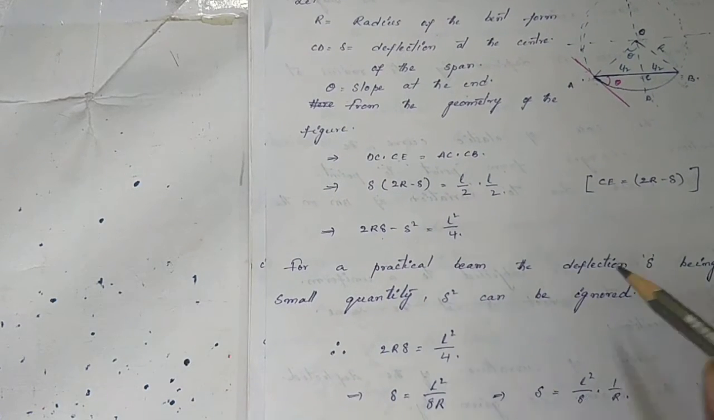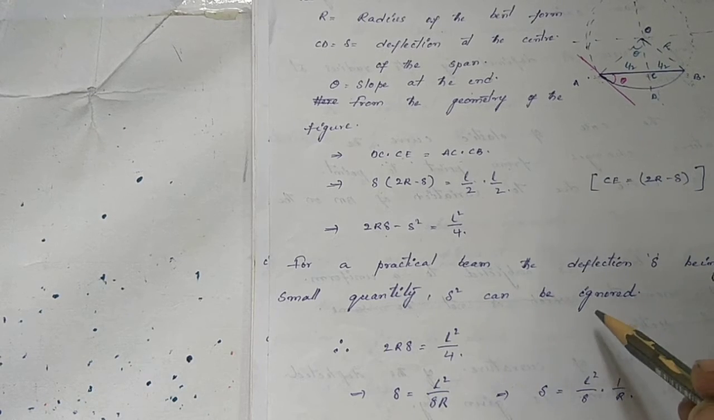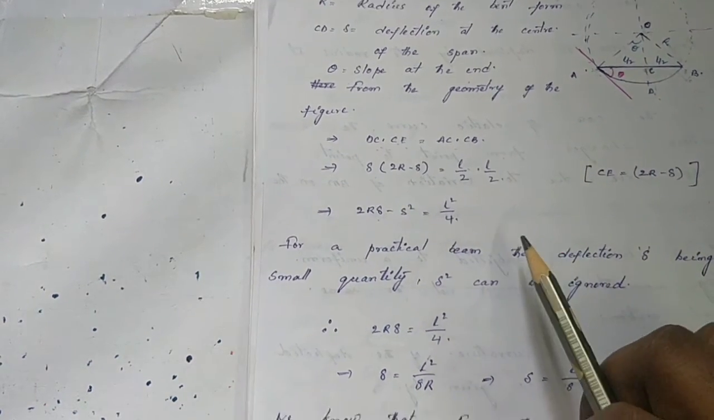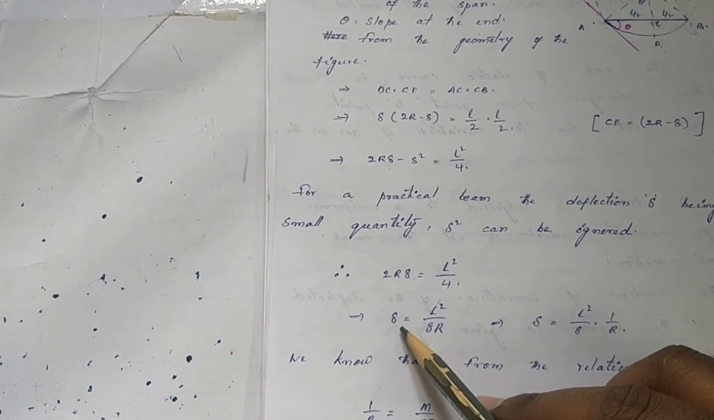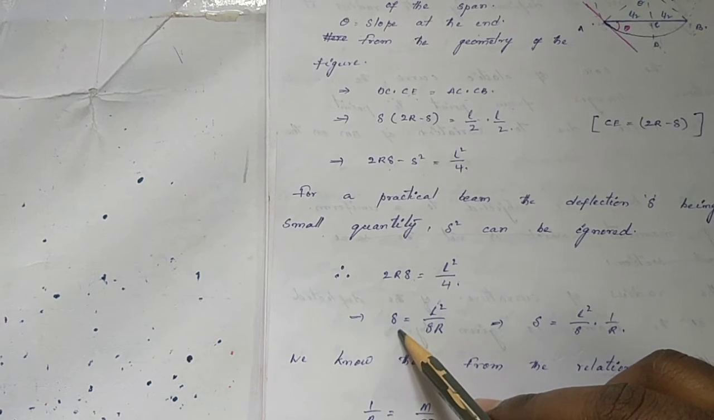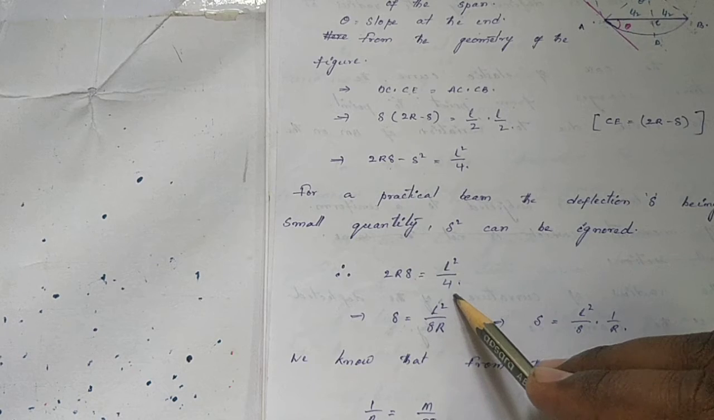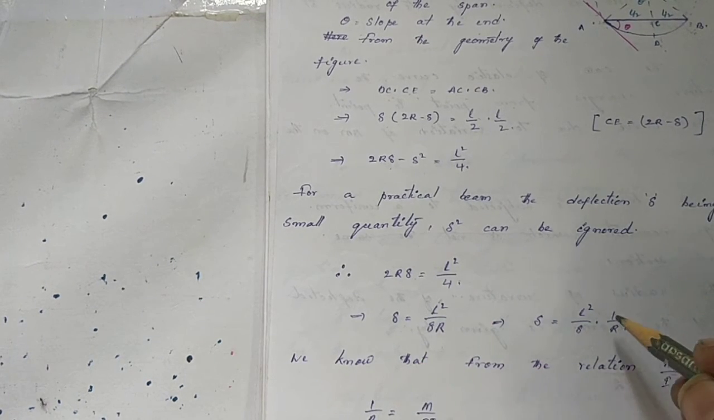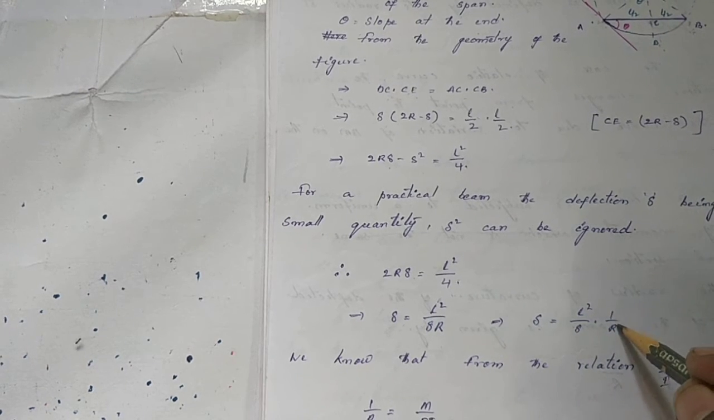For a practical beam, the deflection delta being very small, it can be ignored. From the above equation, 2R delta equals L square by 4. From this equation, delta equals L square by 8R. This is the deflection formula. It can be written as delta equals L square by 8 into 1 by R.